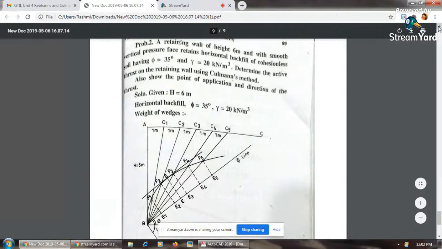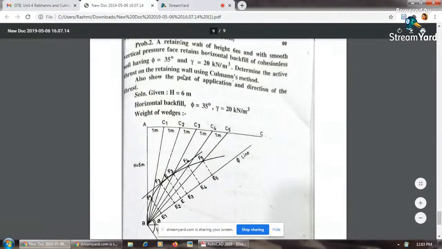So this graph, you have to solve it taking the scale as the height is given to you. If it is 6 meter, 7 meter, as it is, you have to take. Don't reduce the scale since you have to draw this Culmann's curve and you have to take the tangent here.